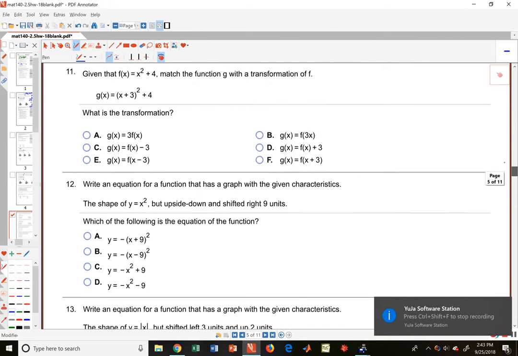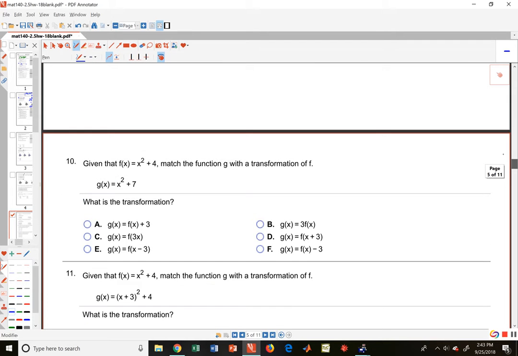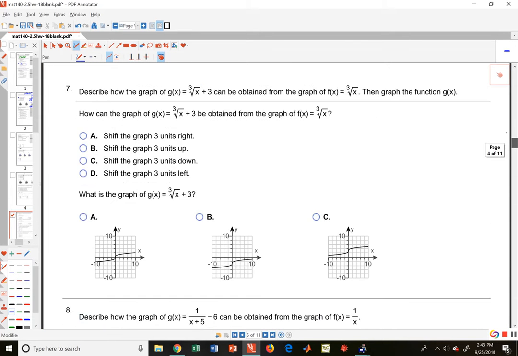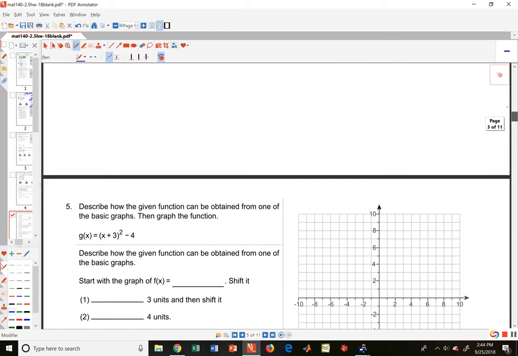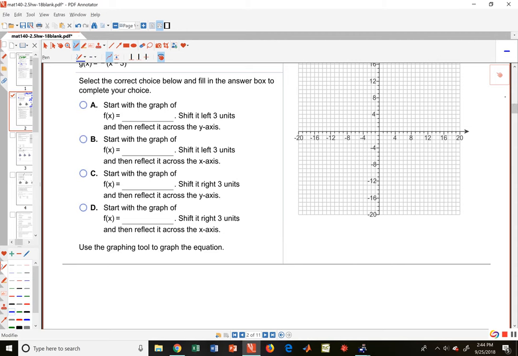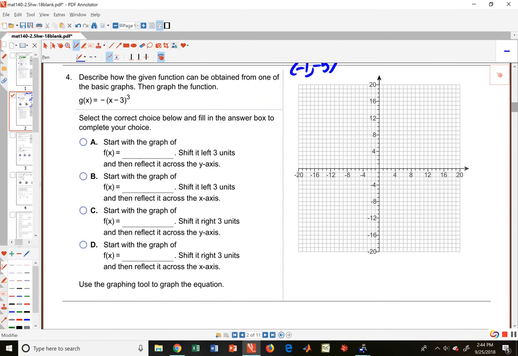In this video, I want to talk about reflections. So we're still in section 2.5, and we need to think about what the impact is of a negative on the outside of the function. So let me find a good example here. I had one. So here's one, number 4. Describe how the given function can be obtained from the basic graphs.